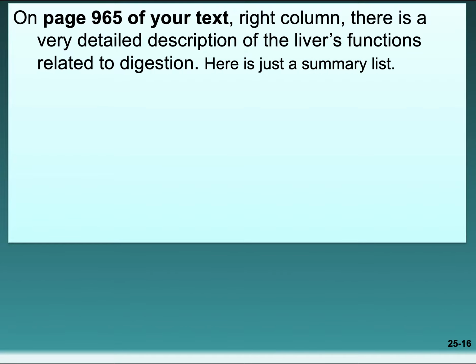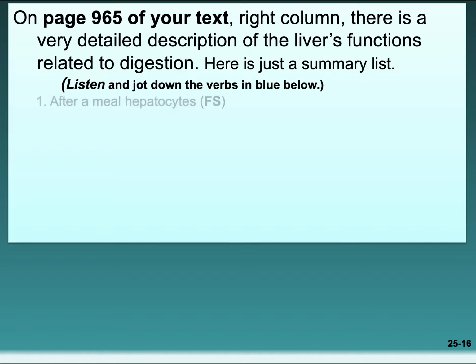Now, on page 965 of your current text, so I've confirmed that this is the 8th edition, there's a long list of what the liver does. So I just want to run through some of this right now and make a couple comments. Remember that hepatocytes are most active after a meal. Think about why that is.